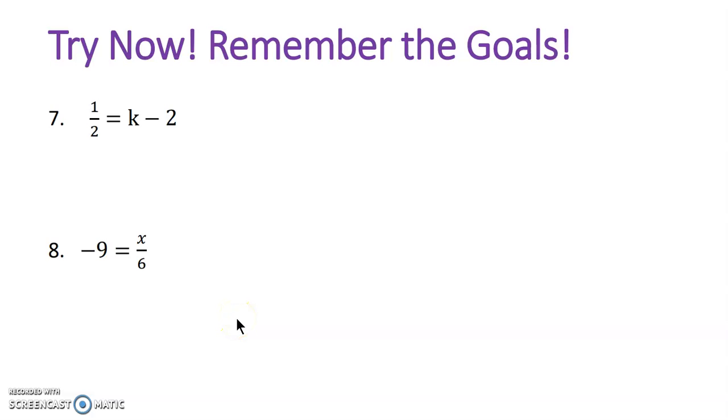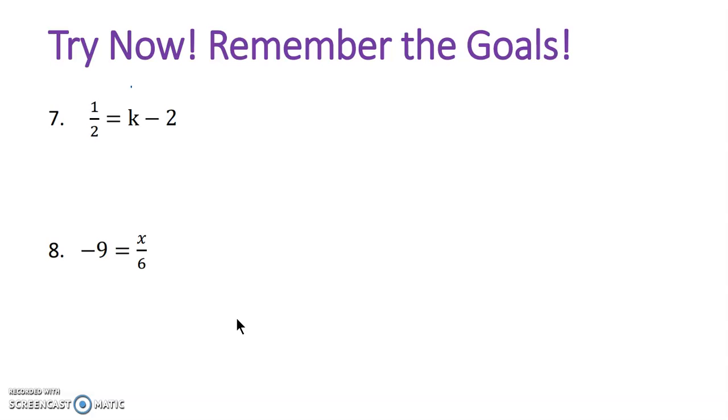This video will go over solutions for the 5.6 extra practice. So number 7, half is equal to k minus 2. I set this up not to confuse you, but to make you aware that we're not going to be doing anything to that half right away.